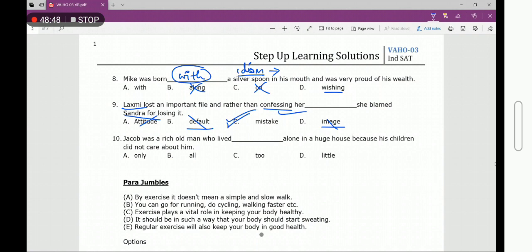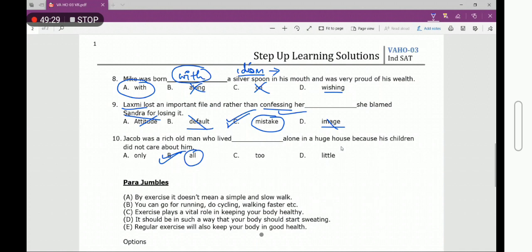Alright, let's do the last one. Jacob was a rich old man who lived dash alone in a huge house because his children did not care. So, who lived two alone, little alone, only alone, all alone. Obviously, it is all alone. See, guys, these things are very obvious to somebody who reads English. I hope all this is easy for you. If it's difficult, then we have to do a lot of reading. That means we are reading things in our local language, could be Hindi, Nepali, or Urdu.